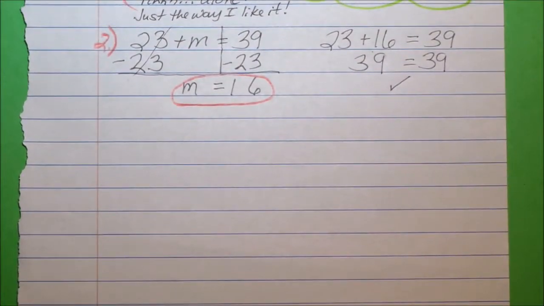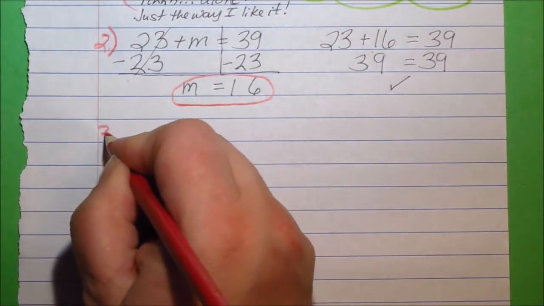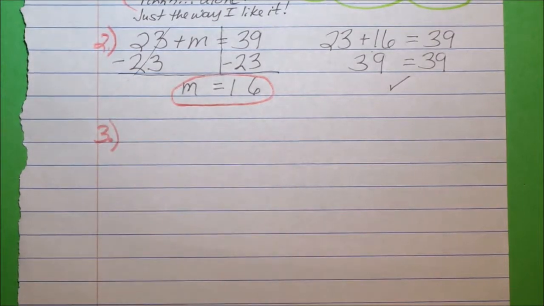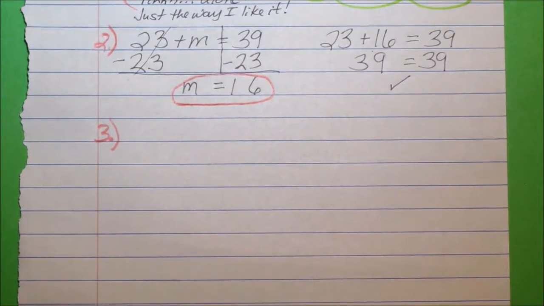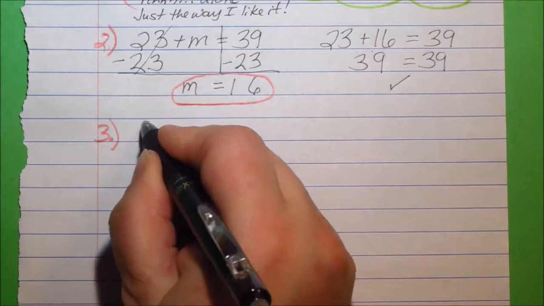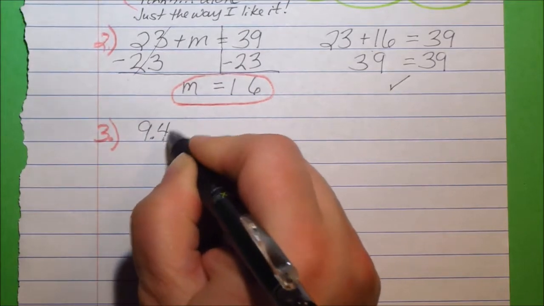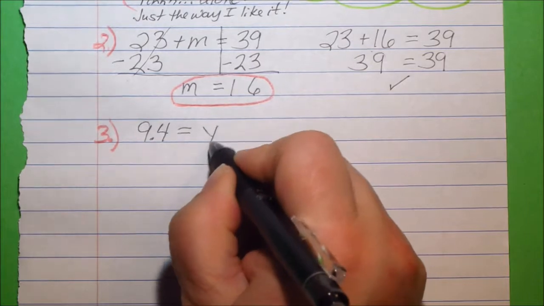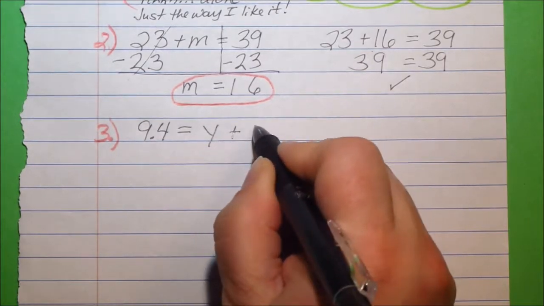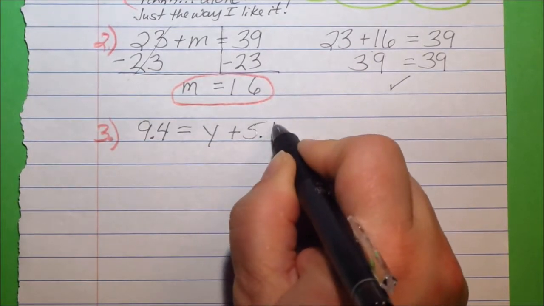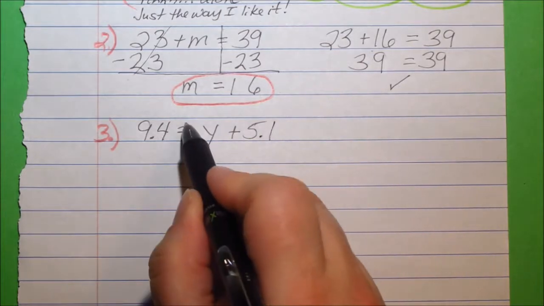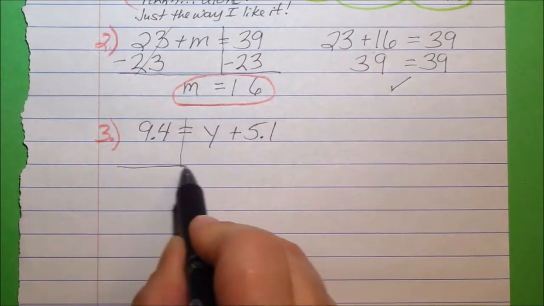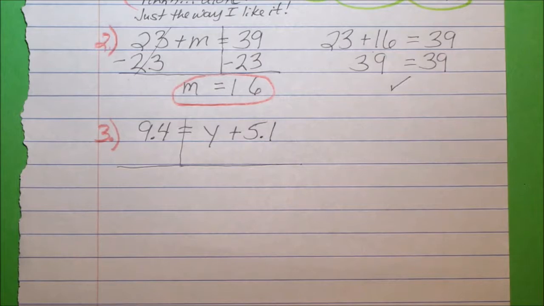We're set there. All right, problem number 3. Example number 3. All right, 9.4 equals y plus 5.1. All right, and I'm going to build my fence. And I'm going to find my variable. Oh, there it is, y.